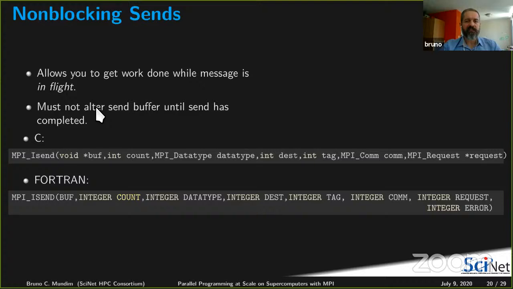Non-blocking send is just the function prototype that I'm showing here. It allows you to get work done while the message is in flight. It must not alter the send buffer until the send has completed. So the send buffer is this guy here, right?